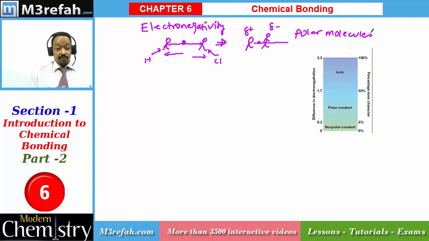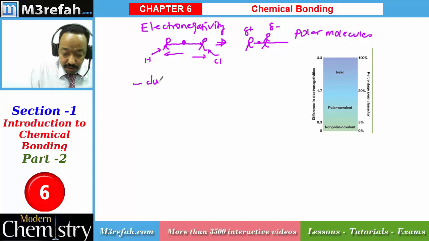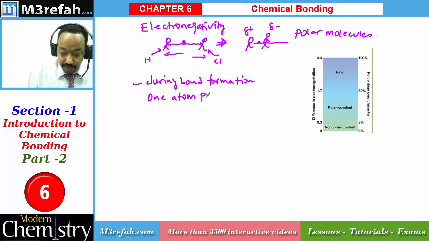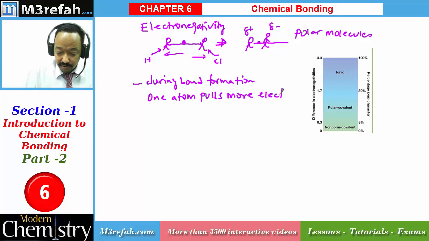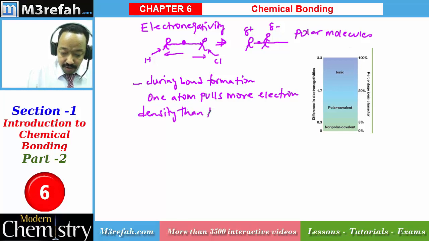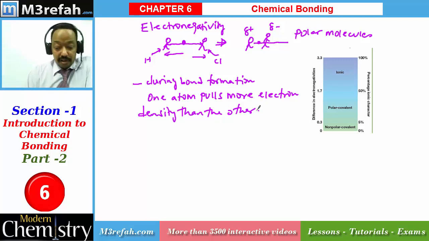So electronegativity is the power of an atom to attract electron density towards itself. During bond formation, one atom pulls more electron density than the other. This is what electronegativity means.